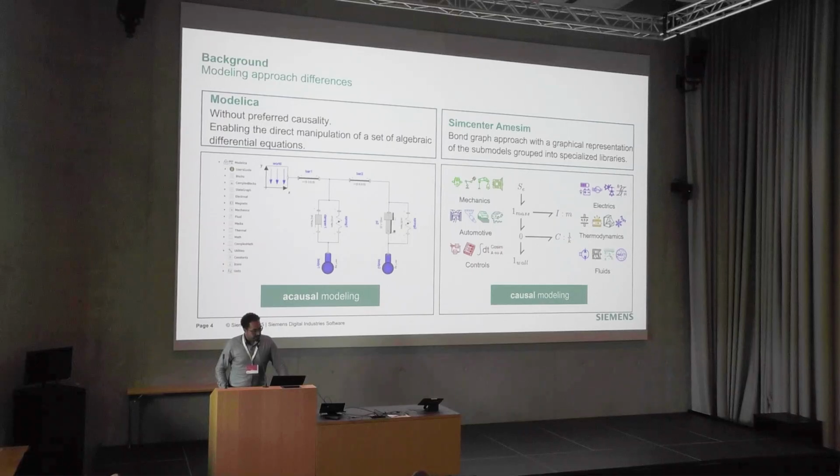So some background. You know very well the Modelica language. It's an acausal language that allows you to build systems in an acausal way. But in Simcenter Amesim, it's completely different. When you put a component or subsystem in the sketch, you have to define the causality before connecting this submodel to another one. So the approaches are very different when you model your system. And even if the result is the same, the way that you create your system is completely different.